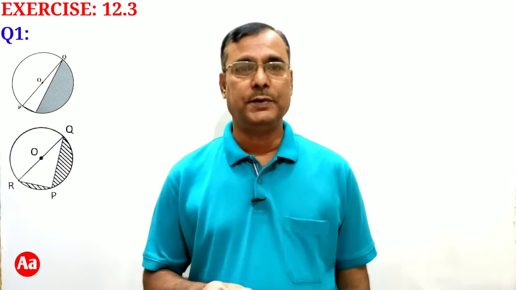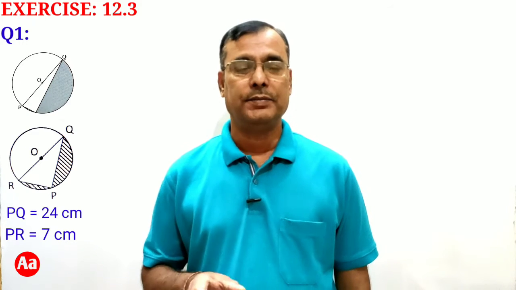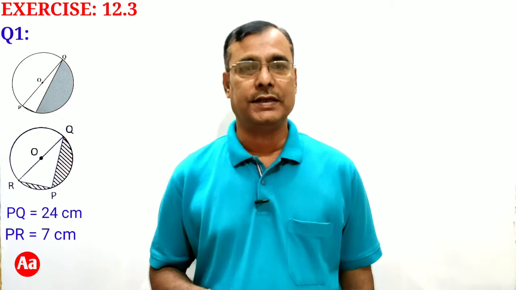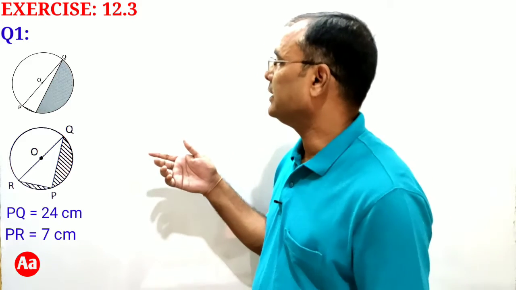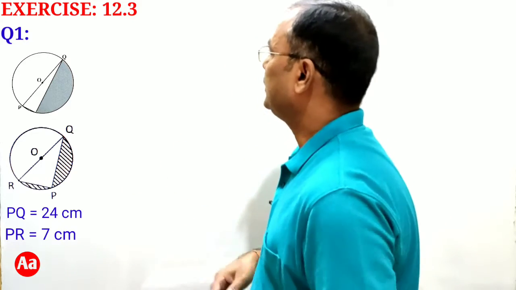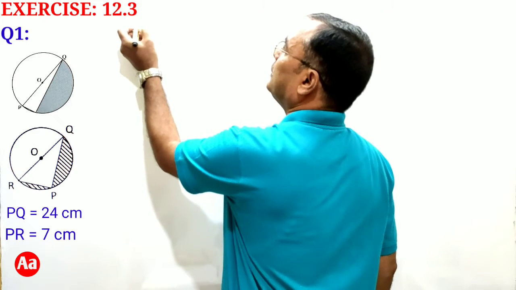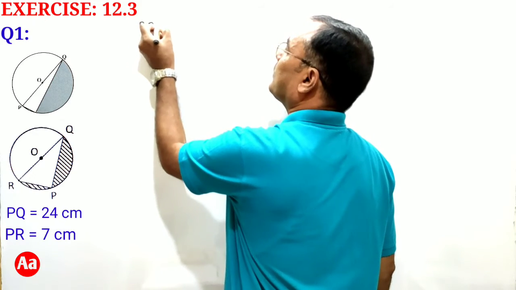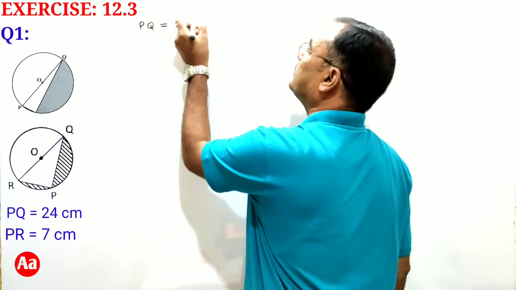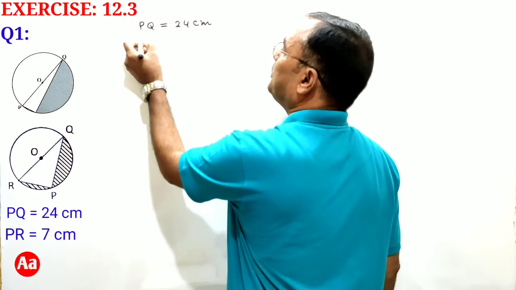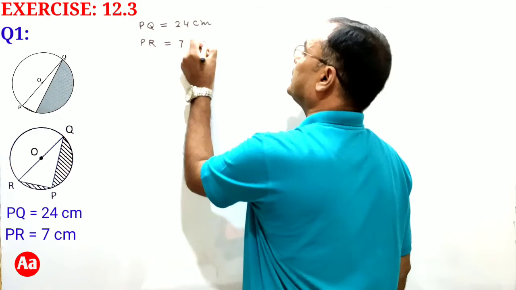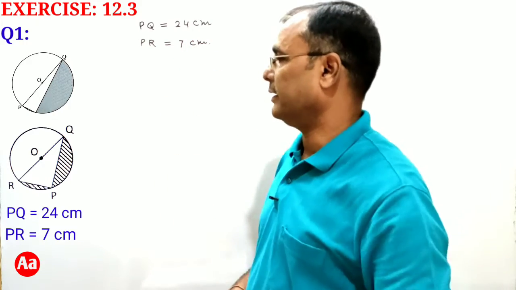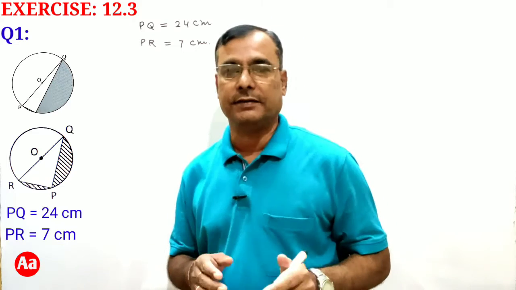Find the area of the shaded region in the given figure if PQ equal to 24 centimeter, PR equal to 7 centimeter and O is the center of the circle. As you can see in this given figure, PQ is given 24 centimeter, PR is given 7 centimeter, O is center of the circle. So QR is diameter of the circle.